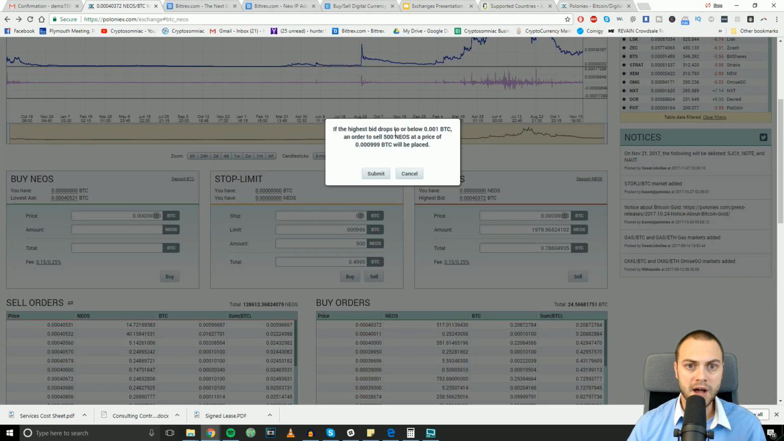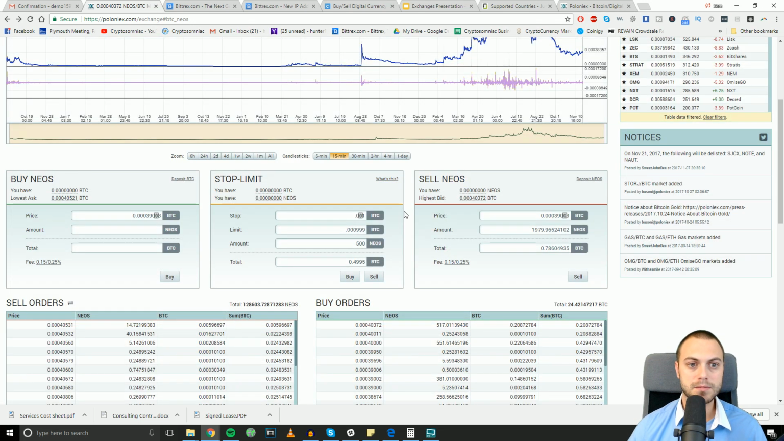It says if the highest bid drops to or below 0.001 Bitcoin, in order to sell 500 Neos at a price of 0.000999 Bitcoin will be placed, and you could hit submit. Now, I don't have enough Neos, but that would be how you would set a conditional order. And you could also do the very same thing for buy. So you could set the trigger right here at stop. So say you wanted to buy it if it fell below a certain price, you would set a trigger right here with the stop.